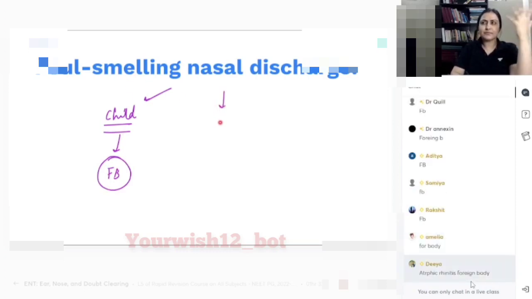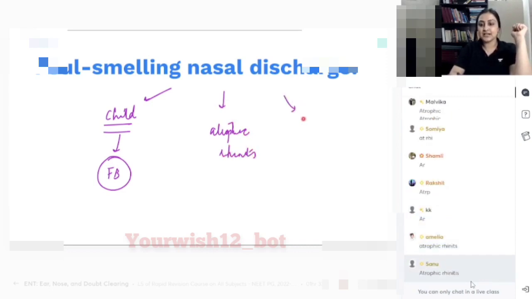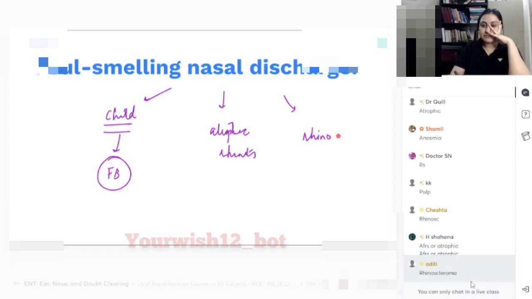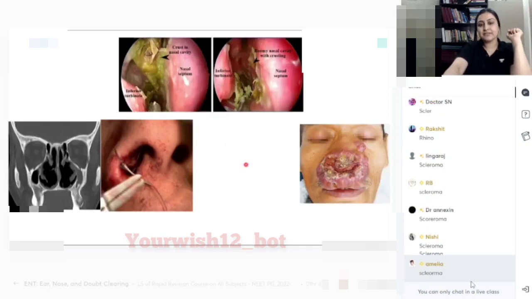अगर adult patient है, foul smelling nasal discharge, two things that you want to know. Roomy cavity है, so this can be atrophic rhinitis, or again roomy cavity है with nasal crusting. What is the third thing that you want to know here? Rhinosporidiosis और rhinoscleroma. Rhinoscleroma, ठीक है. तो ये तीन चीजें हैं. So child foreign body तो ठीक है, foreign body we will see.